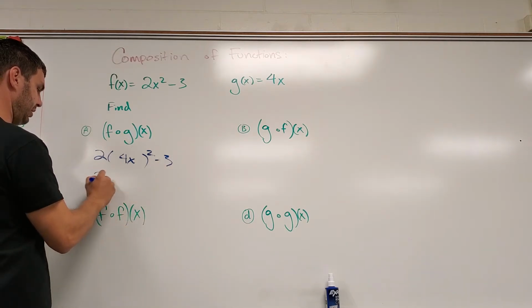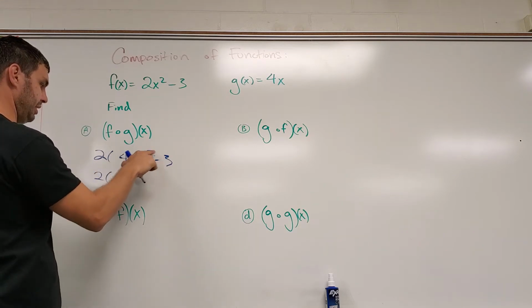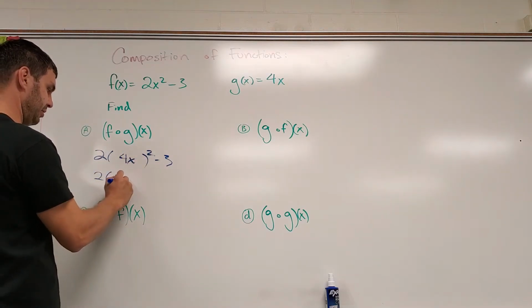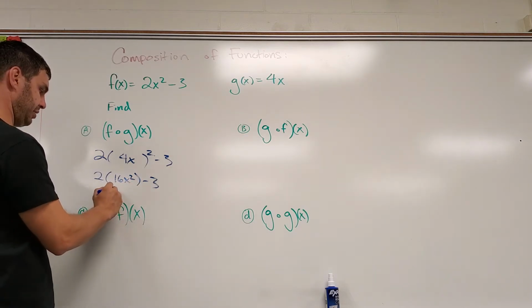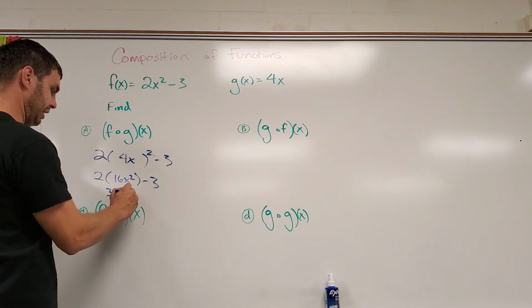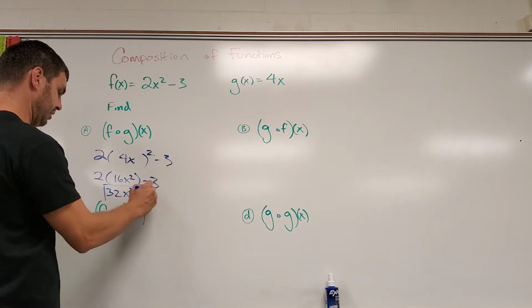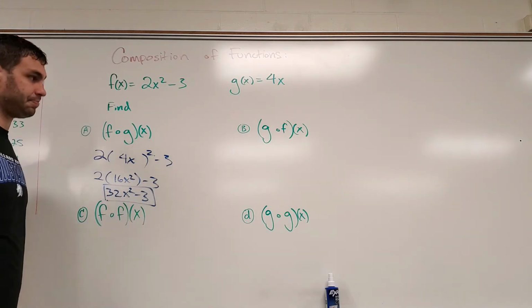So if I do that here, this is going to be 2 times the quantity 16x squared minus 3. 2 times 16x squared is 32x squared minus 3. And that's as simplified as that can get.